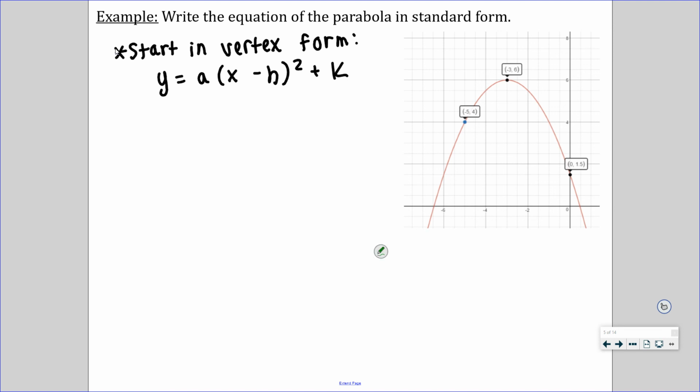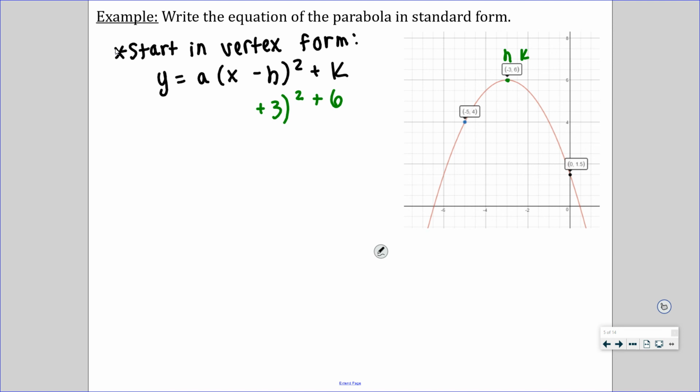Do I know my vertex by looking at this parabola? Yeah, they're showing this to me: (-3, 6). What letters in this little formula are my vertex? Not h, h and k. So we're going to plug 6 in for k, positive 6. I'm going to plug -3 in for h, so that would become x minus -3, x plus 3. I don't know what a is, but I do know it should be positive or negative? Negative. It's a sad face, right?